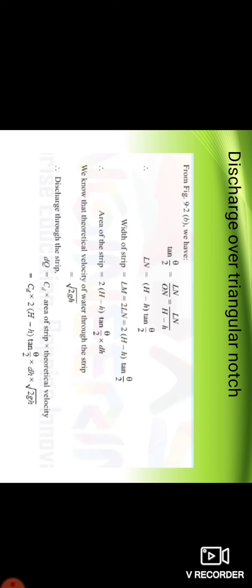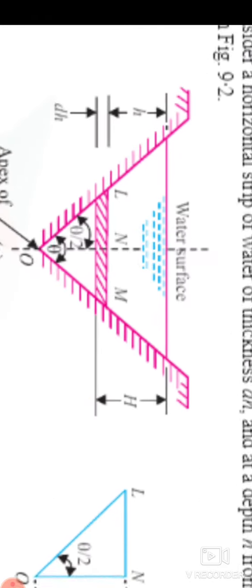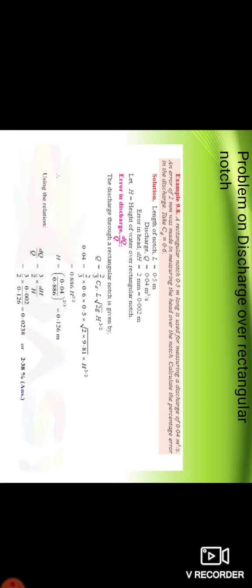So the tan of theta by 2 is equal to ln divided by on. Here ln is the horizontal distance and on is the vertical distance. Tan of theta divided by 2 is equal to ln divided by on. Then what is ln and what is on? So ln is nothing but what?